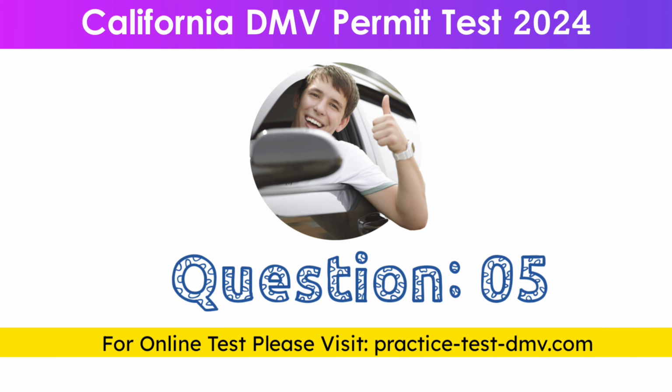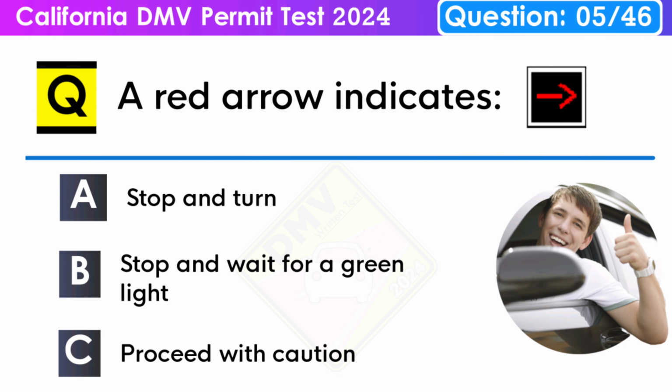Question 5. A red arrow indicates: A. Stop and turn. B. Stop and wait for a green light. C. Proceed with caution. Correct answer, B. Stop and wait for a green light. A red arrow means you must come to a complete stop and remain stopped until a green signal or green arrow appears.